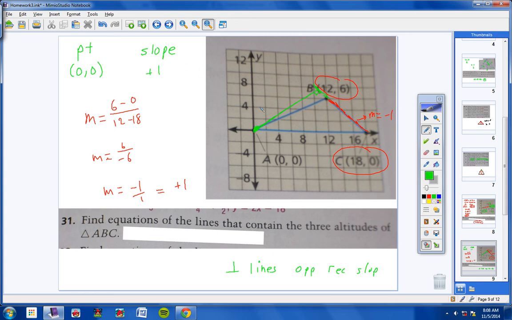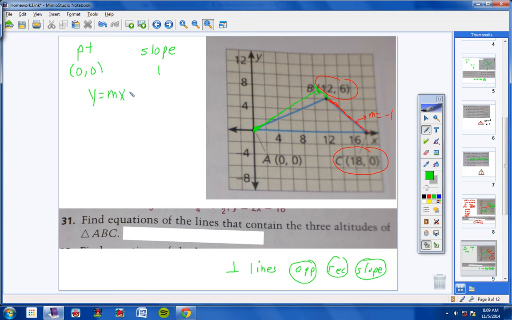Because look, guys, perpendicular lines have opposite reciprocal slopes. And we know the green line has to be perpendicular to the red line because it's an altitude, and altitudes are perpendicular. So the slope of the red line and the slope of the green line have to be opposite reciprocals of each other. So now that I know this information here, I can quickly write my linear equation.